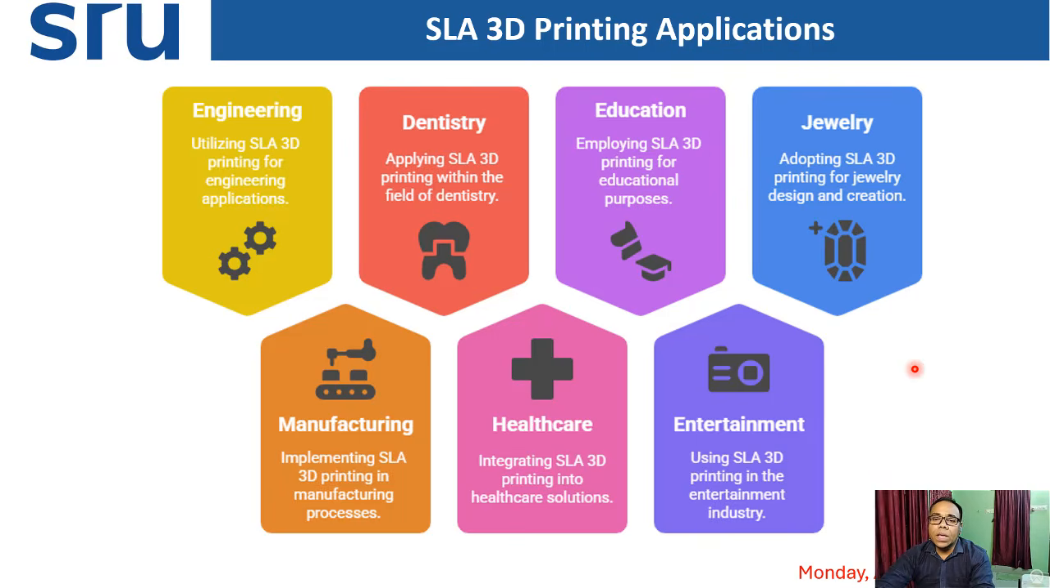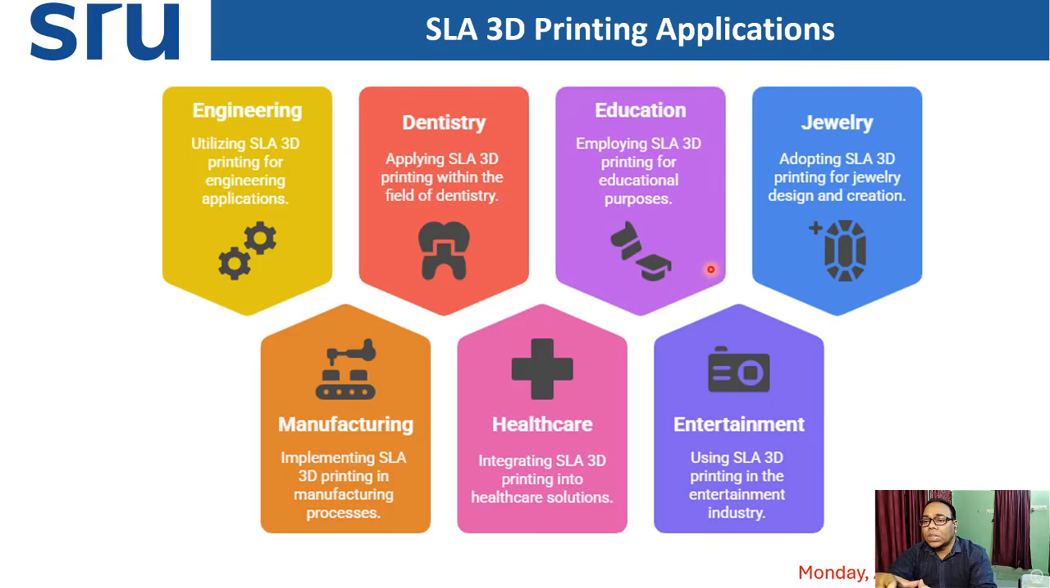Similarly, coming to the applications, this is one of the important aspects of the SLA 3D printing process. One can utilize it for engineering applications. Day-to-day life products can be manufactured using this 3D printing process. Similarly, one can go for dentistry applications, like making a mold, from which the part can be printed and teeth can be made. Similarly, it can also be used for educational purposes. Some models can be developed that demonstrate a concept.